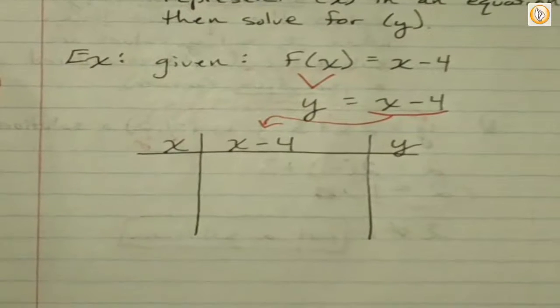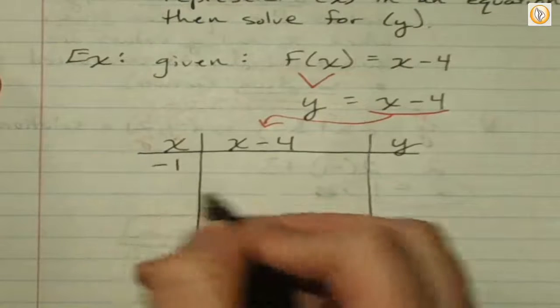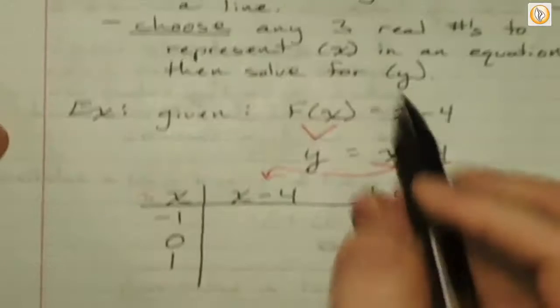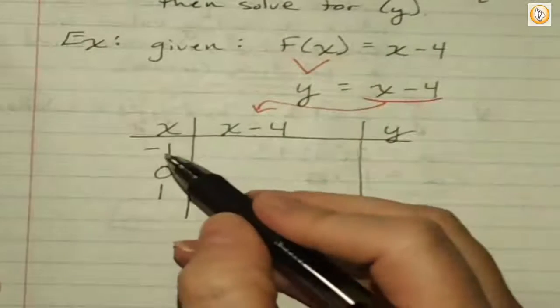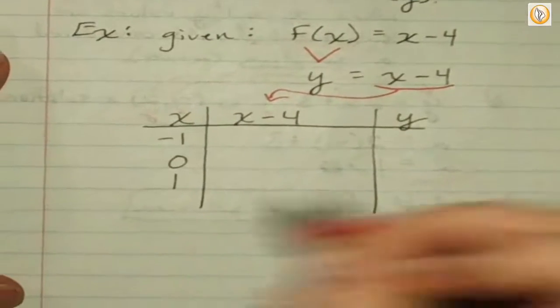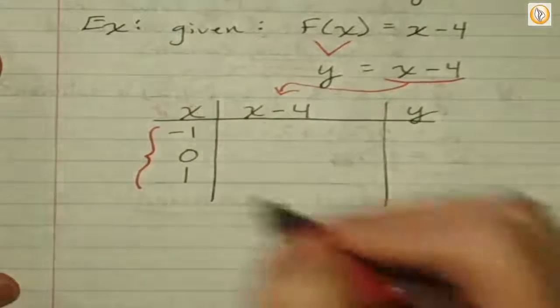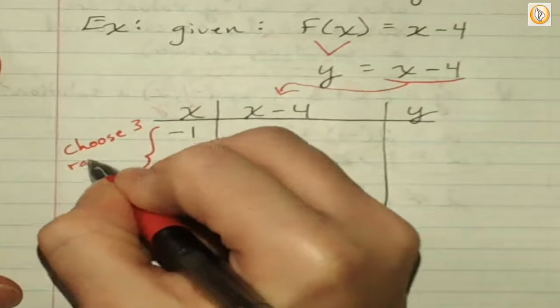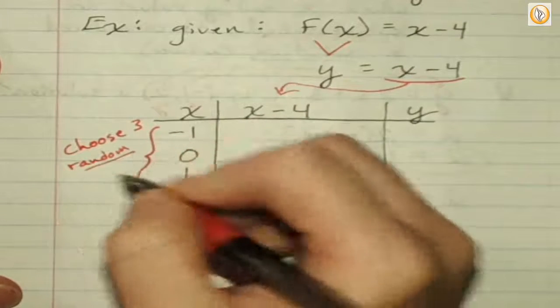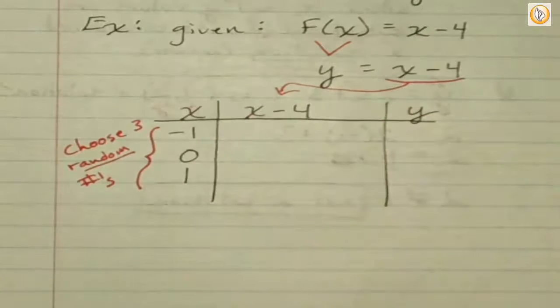So I'm going to choose -1, 0, and 1 because they're at least 3. Now keep in mind, choose 3 random numbers. I always say to choose 1 negative and 1 positive, and 0 is easy to do.